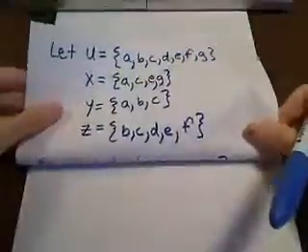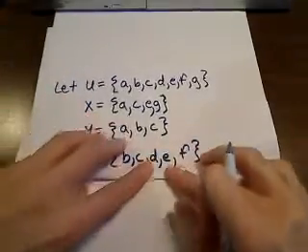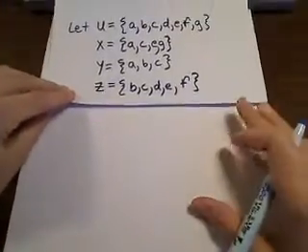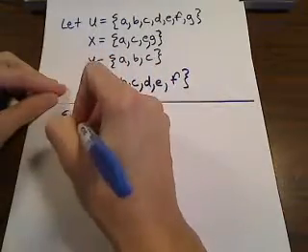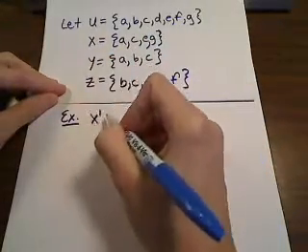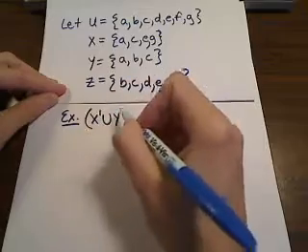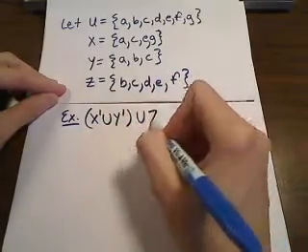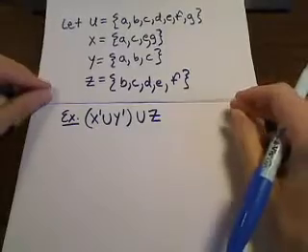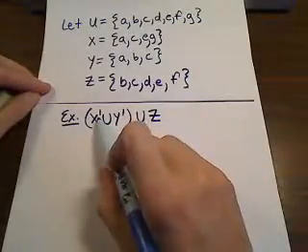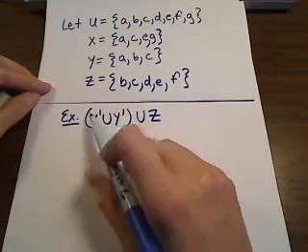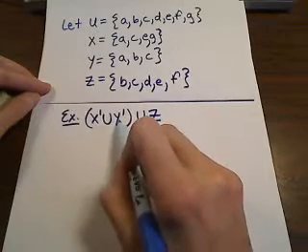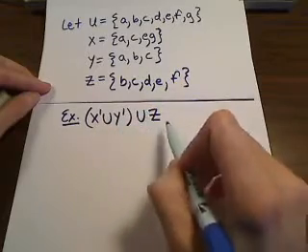I'm going to fold this. So we're going to keep working with those. Let's try this one here. This is X naught union Y naught, and then we want to union that with Z. We know X naught, we just did that one. We need to find Y naught, and then we need to find that union. That's what these parentheses mean. We need to do that first, and then we'll take that result and union that with Z.